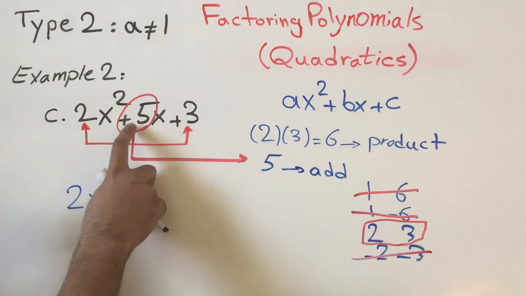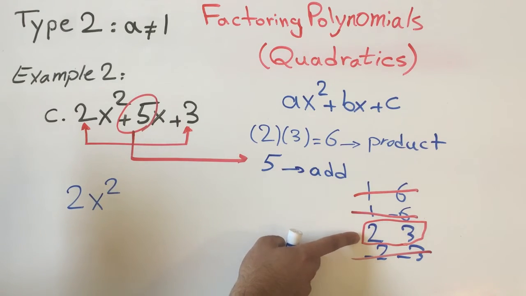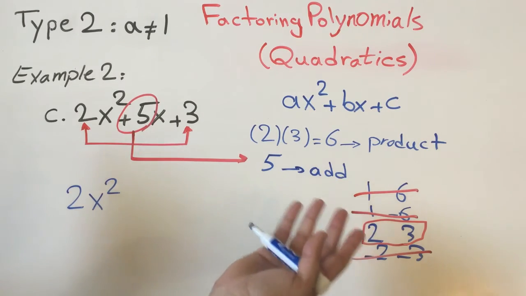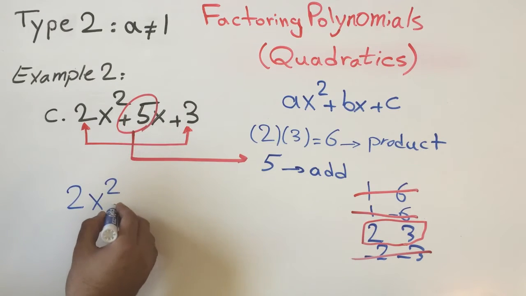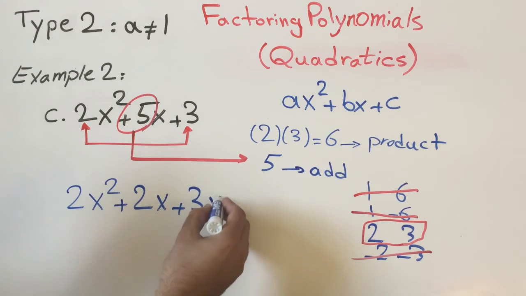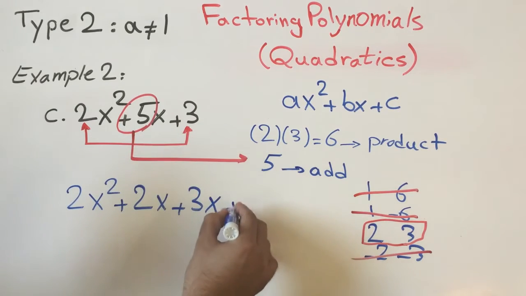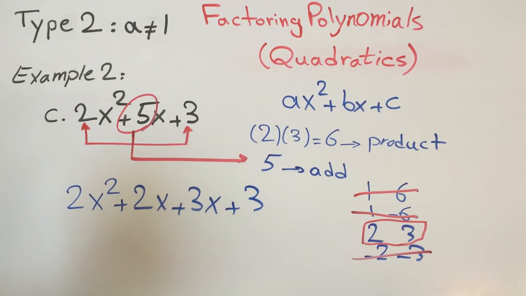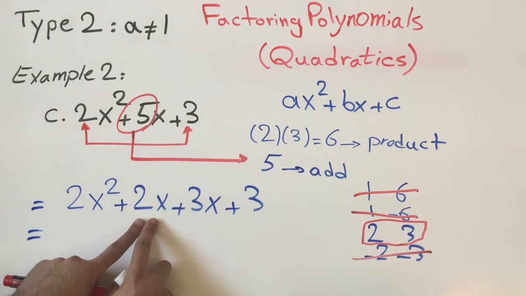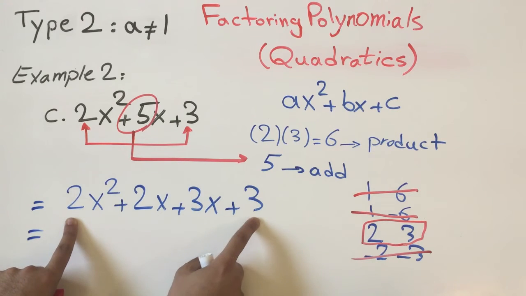It's like you say we have 5 apples. Instead of writing 5 apples, you can write 2 apples plus 3 apples, which is the same thing. So I'm going to just write 2x plus 3x, and then I have 1 plus 3 here. As you notice, I wrote 2x beside 2x squared and 3x beside 3.